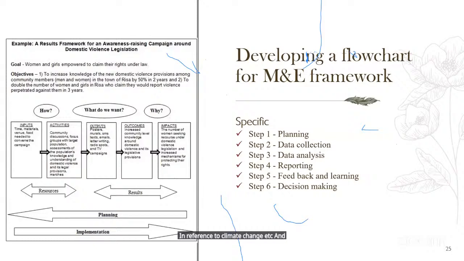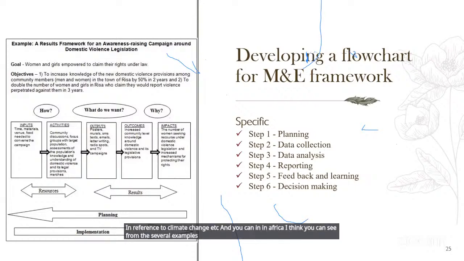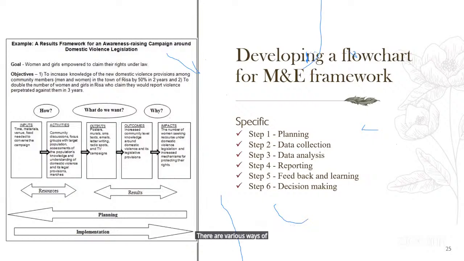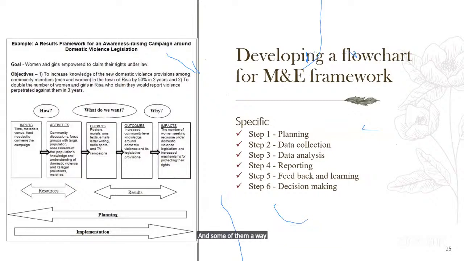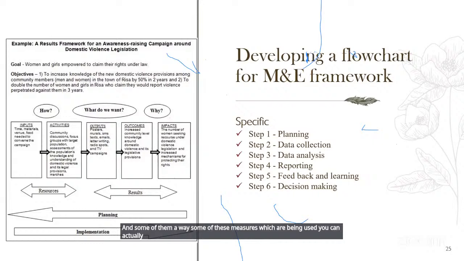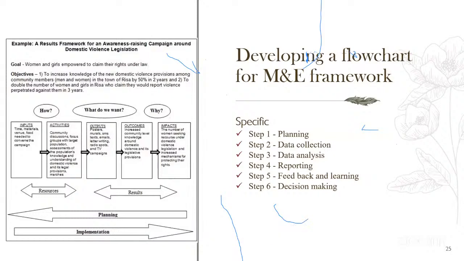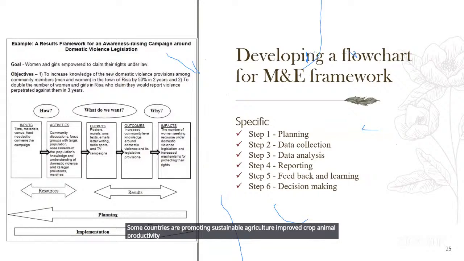Right, in Africa, I think you can see from the several examples that we gave in this module on adaptation, there are various adaptation and resilience measures that are being used to address the impacts of climate change on agriculture. In some of them, you can actually see that there is climate smart agriculture implementation, where some countries are promoting sustainable agriculture, improved crop and animal productivity, and enhanced resilience. You see this in most reports, in most publications.